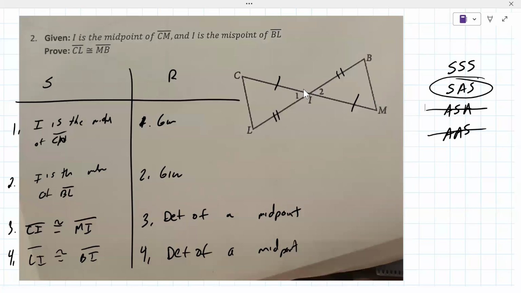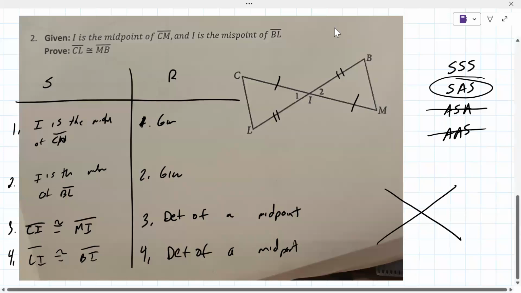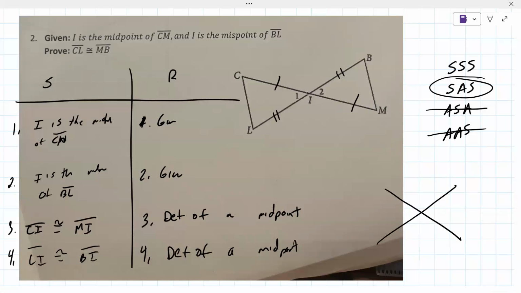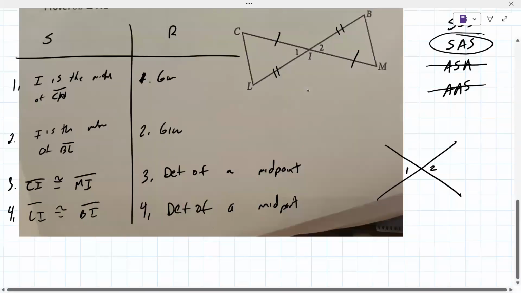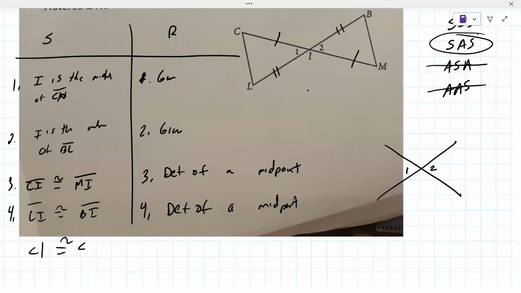Maybe I'm just not. I don't know. What kind of? We did many of these problems last week. Remember any of those words come to mind? These are called vertical angles. So angle one is congruent to angle two because of a vertical angle? Definition of vertical angles.